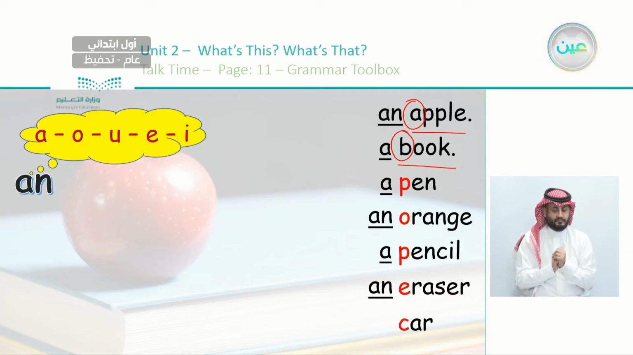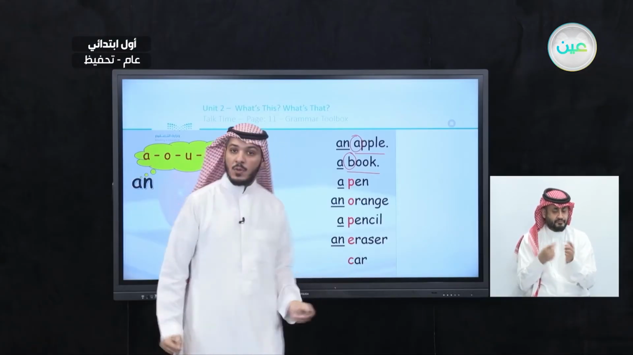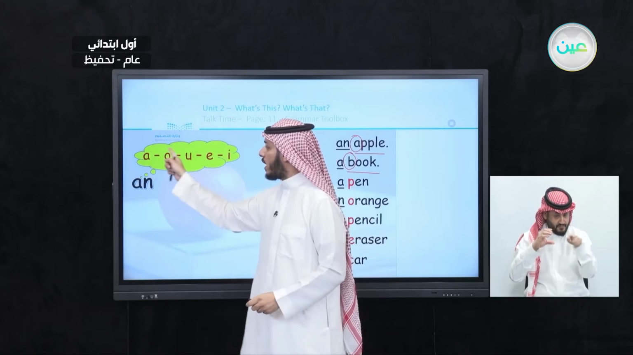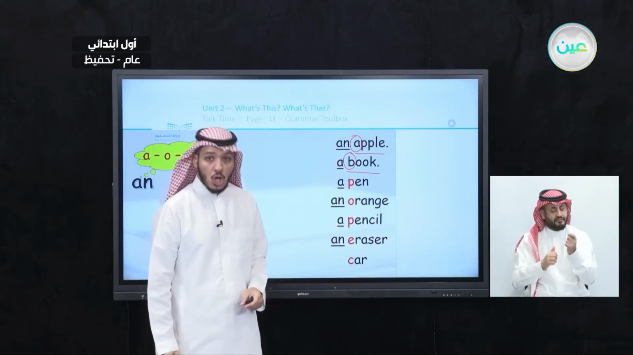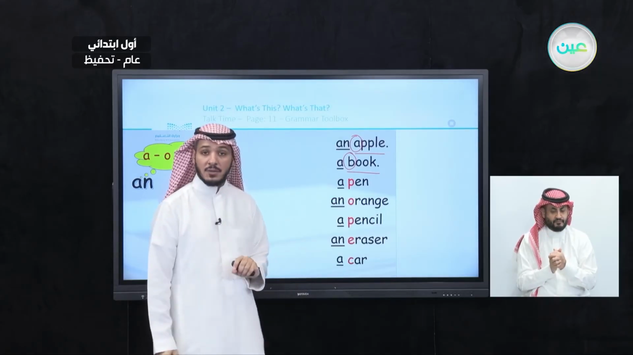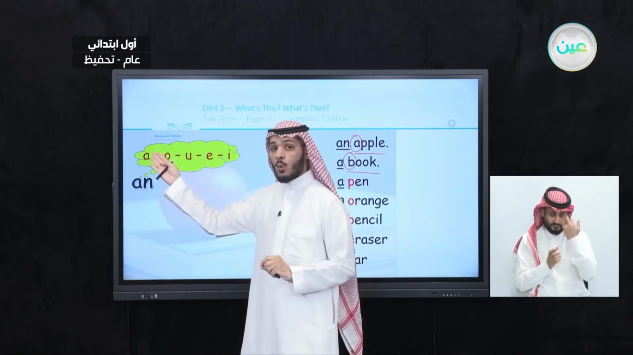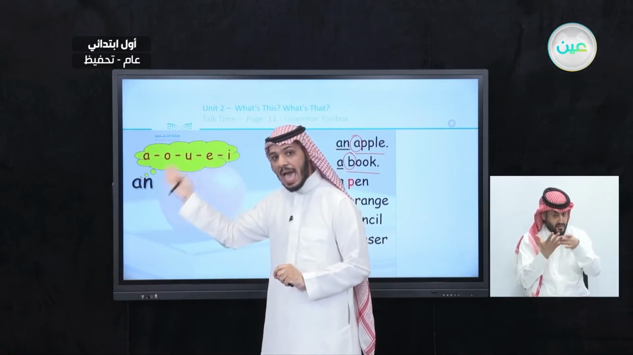Excellent. Okay, last one. We have this word. We have car. It starts with the letter C. Do we have C here? We have A, O, U, E, I. Do we have C here? No. So we will use a car. Excellent. So if you have one of the 5 vowels here, you will say an before the word.